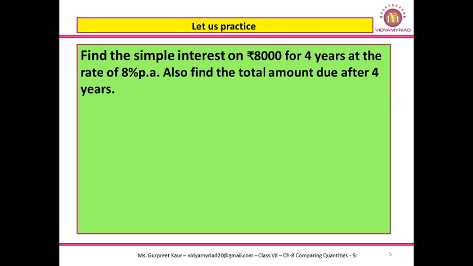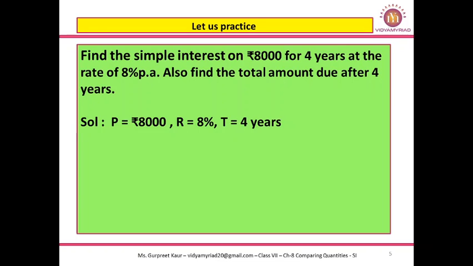Find the simple interest on rupees 8000 for 4 years at the rate of 8% per annum. Also find the total amount due after 4 years. Let us first write down what is given to us. P is your principal, that is 8000. R is your rate, that is 8%, and T is 4 years, that is given to us.